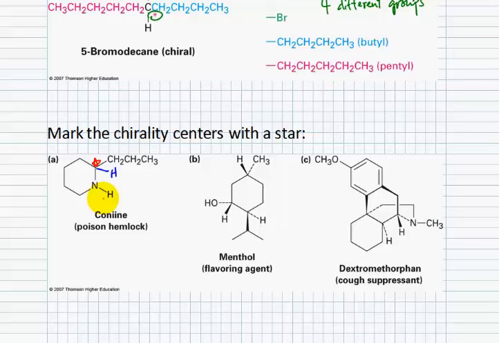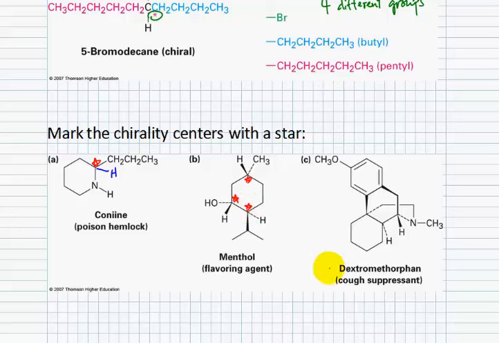In this menthol molecule, there's a methyl group, there's an H going around the ring. One side of the ring's different from the other, so there's a chirality center. Got that OH attached. That's a chirality center. Really, anything attached to a ring like this will be a chirality center because the 2 sides of the ring are different from each other.